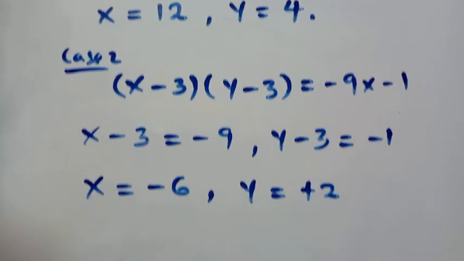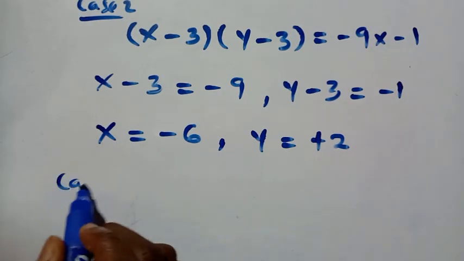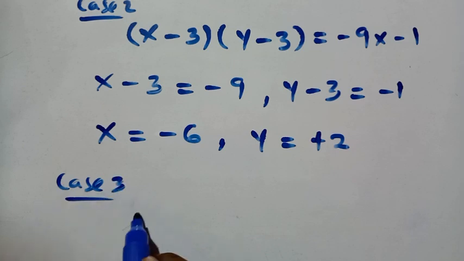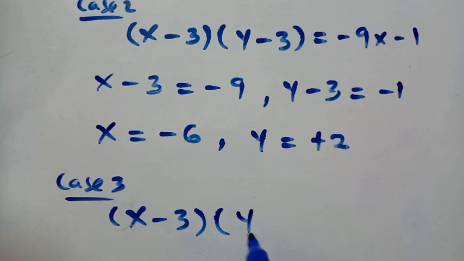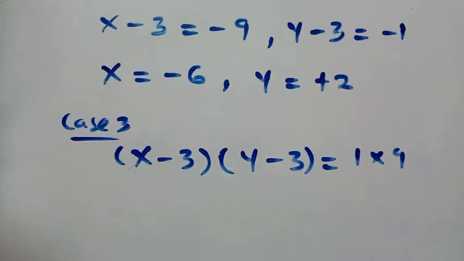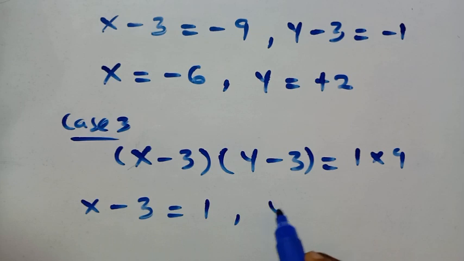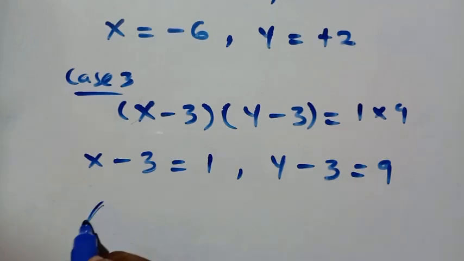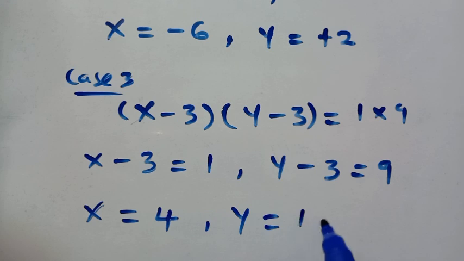And for case 3, we have x minus 3 multiplied by y minus 3 equals 1 multiplied by 9. By solving this, we let x minus 3 equals 1 and y minus 3 equals 9. Therefore, we have x equals 4 and y equals 12.